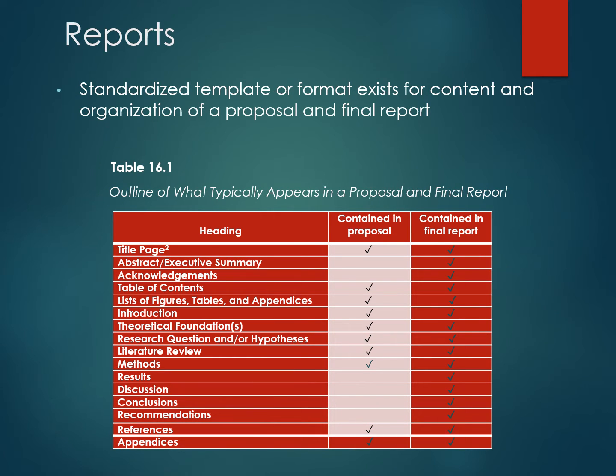Here we have a table showing what is contained in the proposal, which we've gone over before, and what's contained in a final report. In general, reports are usually looked at as a standardized template, or the format already exists, in order to help you present your report. But you'll find things such as the title page, the executive summary, acknowledgements, and then from the proposal, you'll also add results, discussion, conclusions, and recommendations. As you can see, it also includes the things listed in the proposal such as the table of contents, list of figures, intro, theoretical foundations, lit review, hypothesis and research questions, and methodology.